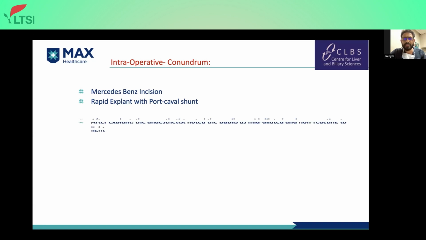Next slide, please. In the donor, no irreversible step had been done. So in this situation, what next? Should we abandon the procedure, or go ahead in this difficult situation? Dr. Abhideep, what are your thoughts?